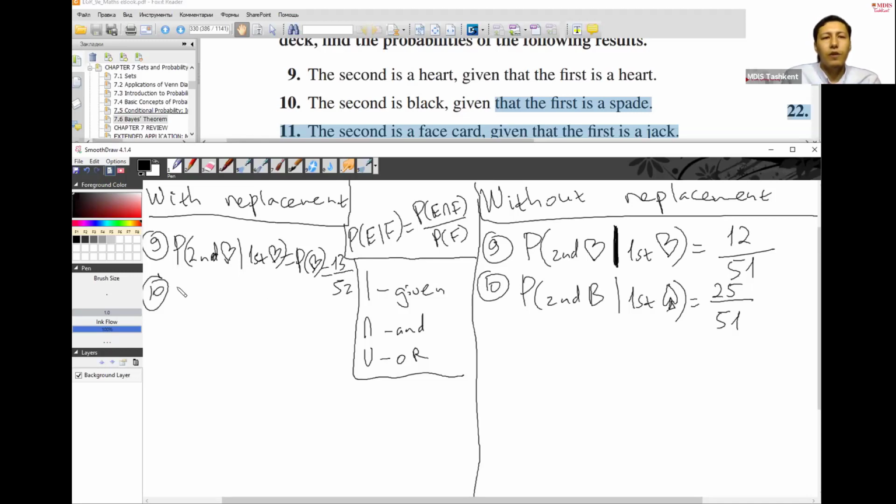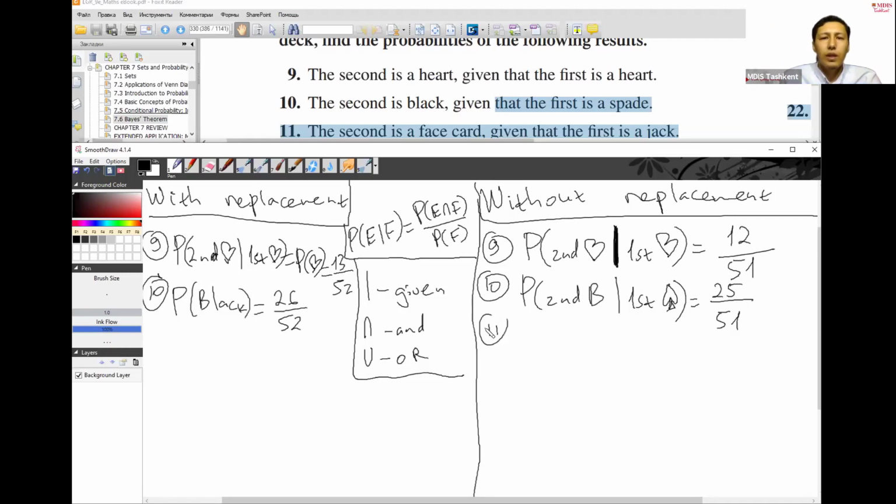Number 10, if with replacement, after you choose the first card, you replace it and choose again. Then nothing changes. It's still the same as P(black). There are 26 blacks out of 52 cards, because it is with replacement. You put it back.